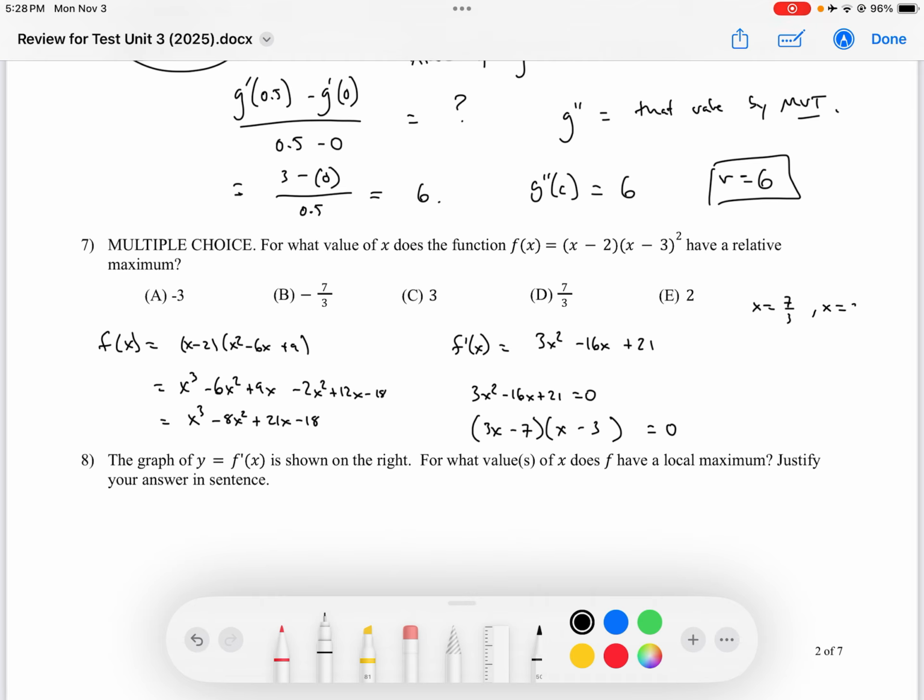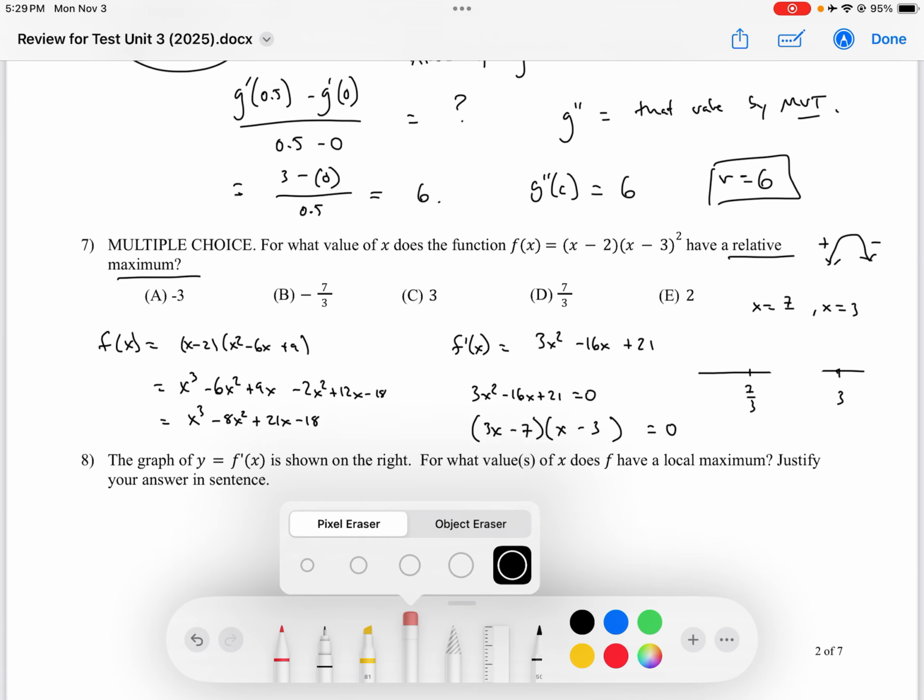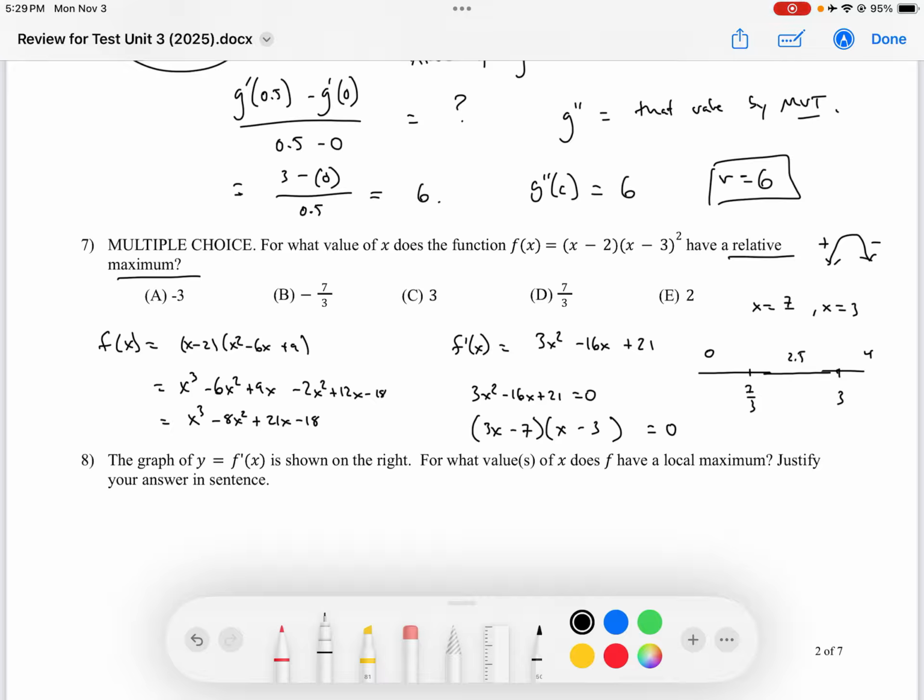and x equals 3. So now I need to see whether the function f prime changes from positive to negative or negative to positive. Since I want a relative maximum, which on f looks like this, I want the derivative to change from positive to negative because that tells me the original function is changing from increasing to decreasing. So here's 7/3, here's 3, so I could test maybe 2. Wait, no, 2 is not more than 7/3. So let's test 2.5. Over here I can test 0, and here I can test 4.